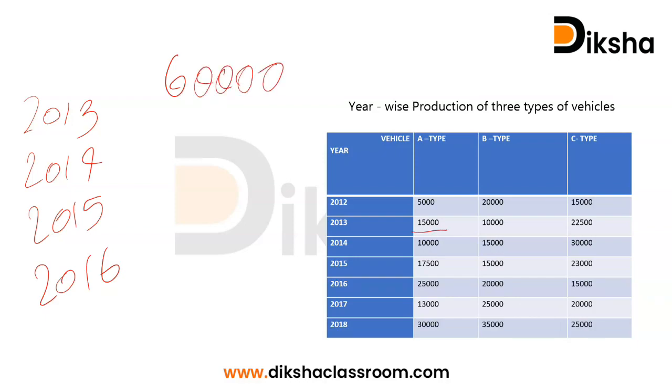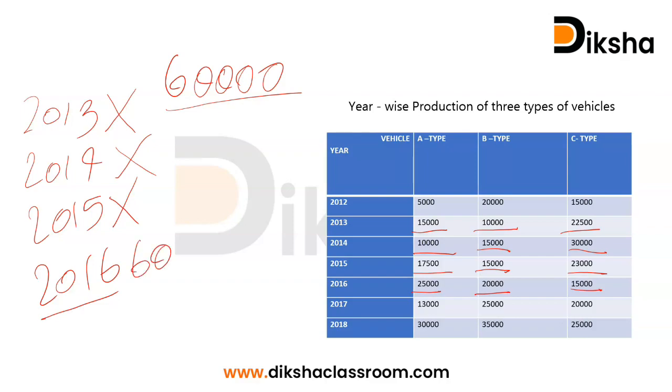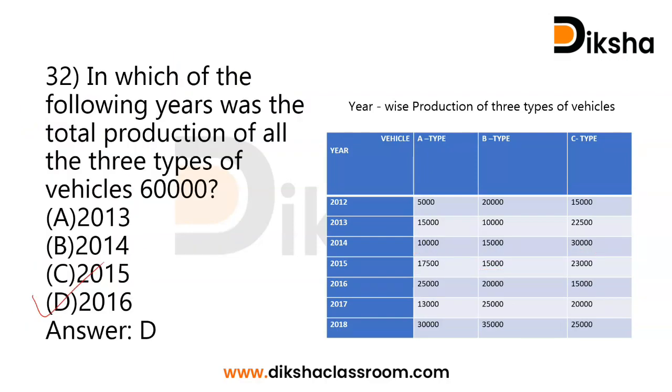In 2013 you have 15,000 plus 10,000 plus 22,500, which gives 47,500, so that option is not correct. In 2014 you have 10,000 plus 15,000, which is 25,000, plus 30,000 gives 55,000, again not the correct answer. In 2015 you have 17,500 plus 15,000, which is 32,500, plus 23,000, which is almost 55,500, so it's also not correct. In 2016 we have 25,000 plus 20,000, which is 45,000, plus 15,000, which gives 60,000. So we have 2016 as the correct answer. Option D is the correct answer, 2016.